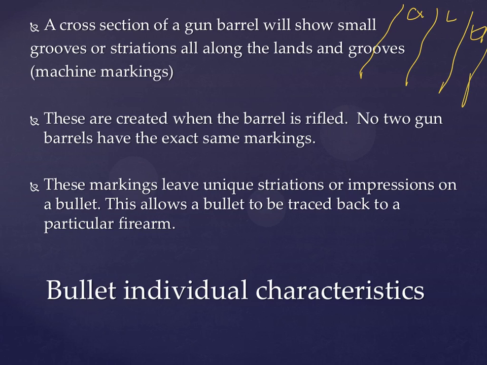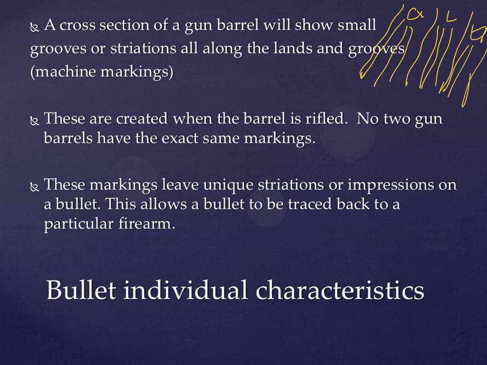Oh, sorry. Inside of the lands and grooves themselves, you'll have even smaller little lines like that. Okay, that's what your striations are. So this amount of striations just depends on the kind of machine that was used to make this particular gun or this particular barrel. Different machines are going to leave different types of stripes, different width of stripes, different sizes of stripes. So all of those things become individual characteristics.